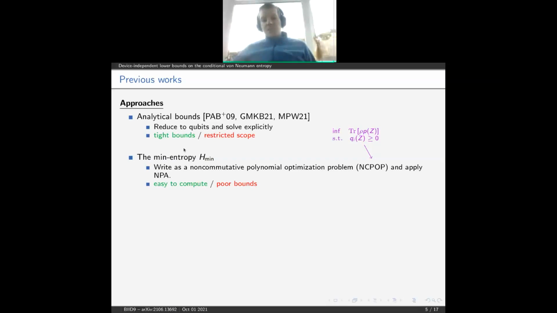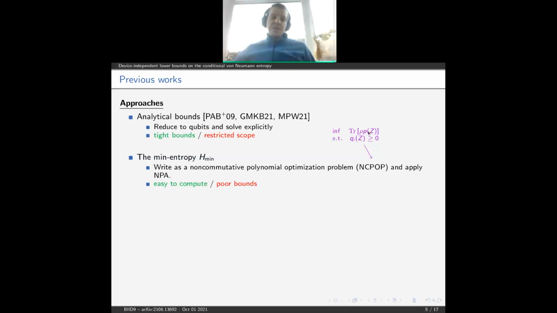And one such approach would be to use the Min entropy. Okay, so the Min entropy is a lower bound on the conditional von Neumann entropy. So if you replace the conditional von Neumann entropy with the Min entropy in your rate optimization, you can get a lower bound on the rates, which is sufficient. And the nice thing about the Min entropy, though, is that if you write the resulting rate optimization, you can actually relax it to what is known as a non-commutative polynomial optimization problem.